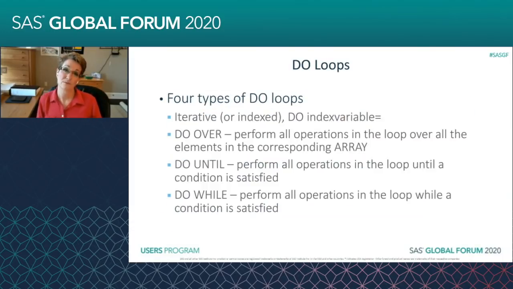There are 4 types of do loops. We're going to focus on 2 of them today. There's the iterative do loop or indexed do loop, and I use that with an indexed array. And that starts with the keyword do. You give it an index variable and an equal sign, and there's a little more to that we'll get to in just a second. There is the do-over loop, which we're going to hit today, and that performs all operations in the loop over all the elements in the corresponding array. There's a do until, where you perform all the operations until a condition is satisfied, or the do while, where you perform the operations while a condition is satisfied.